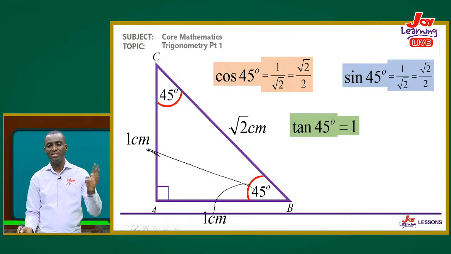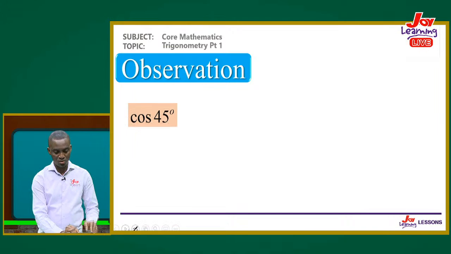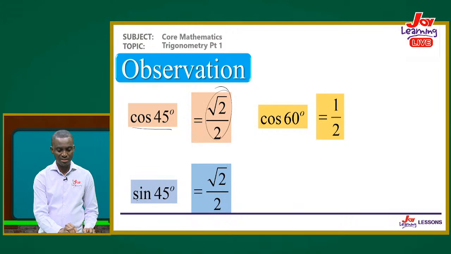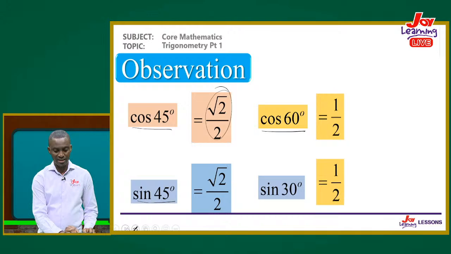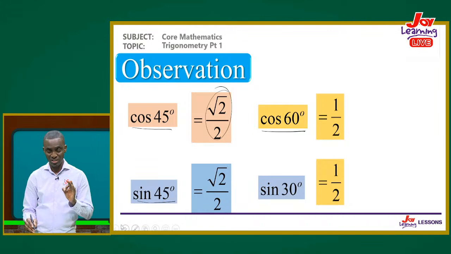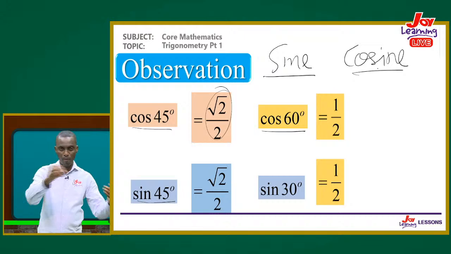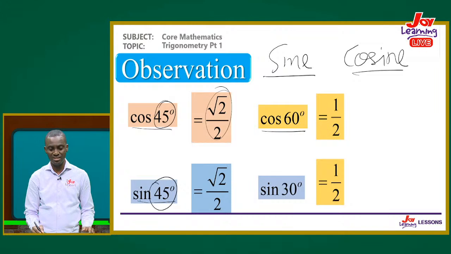And so we look at that, and the observation that I want you to take note of is this. Look at all this. You see, cos 45 was the same as sine 45. Cos 60 is the same as sine 30, like I said. Now, there's something unique that I want you to take note of. Initially, I said sine and then cos, or cosine. Cosine simply means the complement of sine. Now, add 45 plus 45, you get 90. Add 60 plus 30, you get 90.